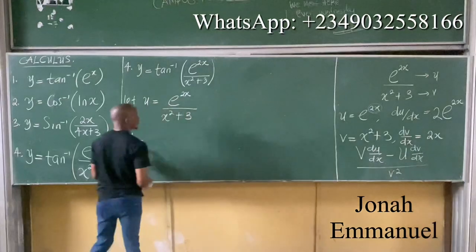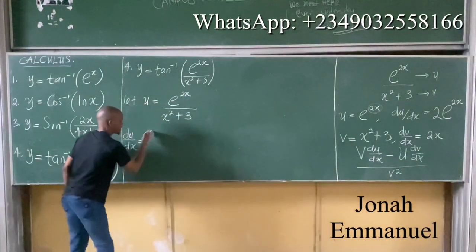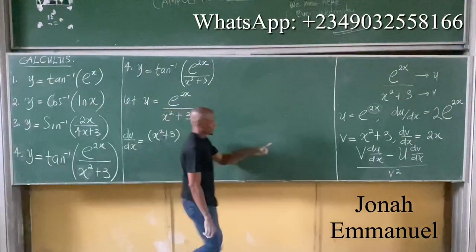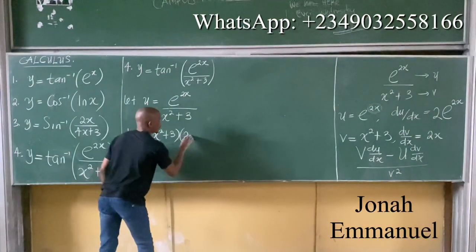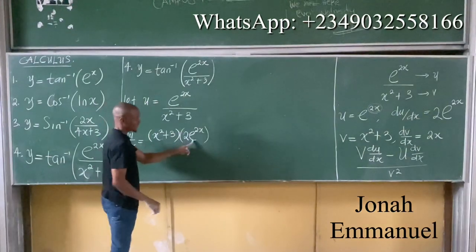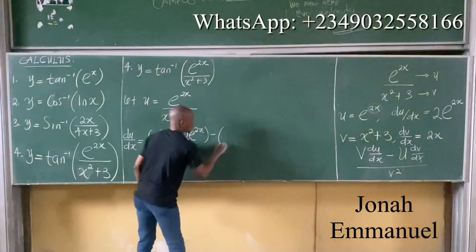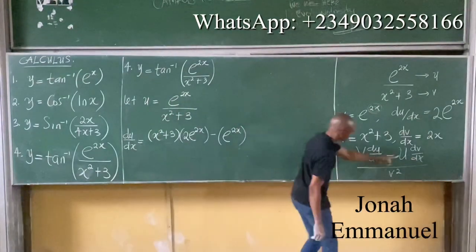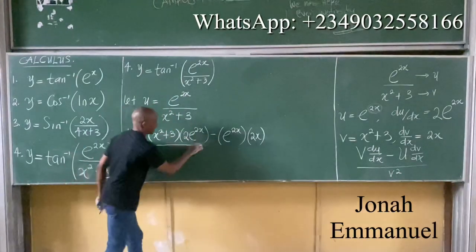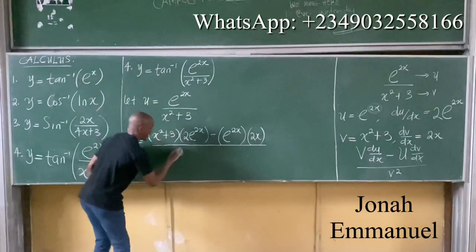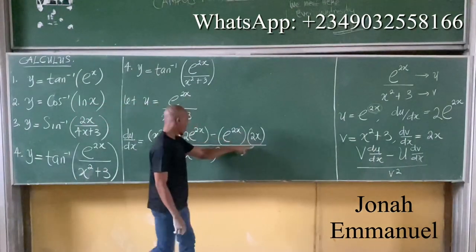So it means that from this, using quotient rule, du over dx is equal to: v, what's v here? x squared plus 3. So it becomes x squared plus 3. This is v. Next up, we said du over dx. What's du over dx there? 2 exponential 2x. So it becomes this into 2 exponential 2x. So v du over dx minus, next up I have u. What's u there? Exponential 2x. So it becomes minus exponential 2x into dv over dx. What's dv over dx there? 2x. So into 2x, all over v squared. What's v? This one here. That gives you x squared plus 3, all squared.